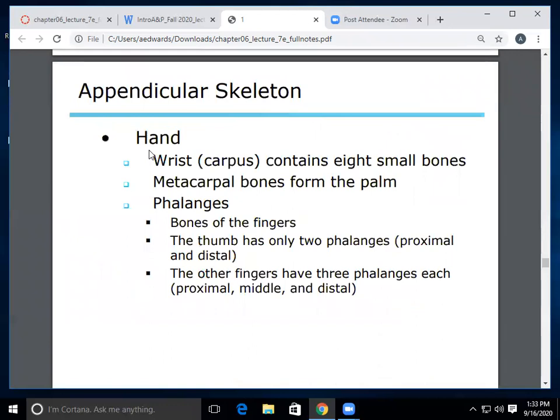All right, you've got your hand. Carpal bones are in your wrist. You have 8 carpal bones. Metacarpal bones are in the palm of your hand. And you have your phalanges, which are your fingers. Your thumb has 2 phalanges, a proximal and a distal phalange. Look at your thumb, it's 2 bones. The other fingers have 3 bones: proximal, middle, and distal. Remember, proximal is closer to the base. Distal is toward the extremities.